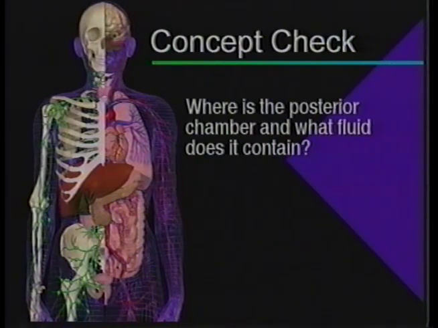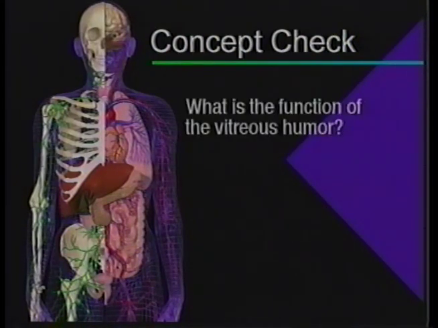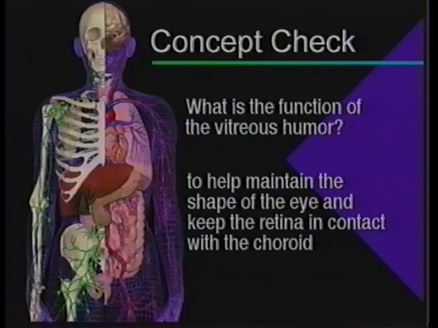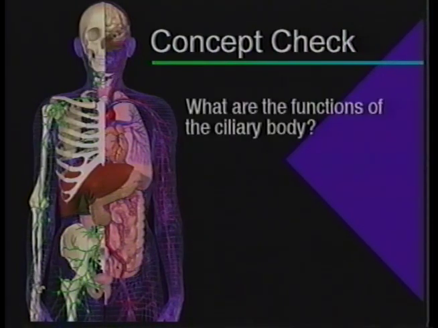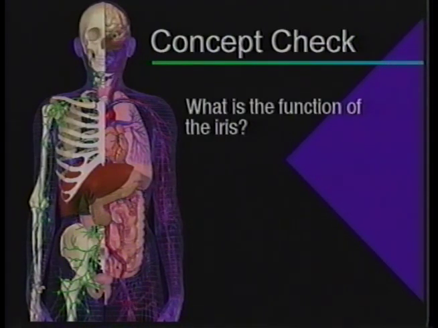Where is the posterior chamber, and what fluid does it contain? What is the function of the vitreous humor? What are the functions of the ciliary body? What is the function of the iris?